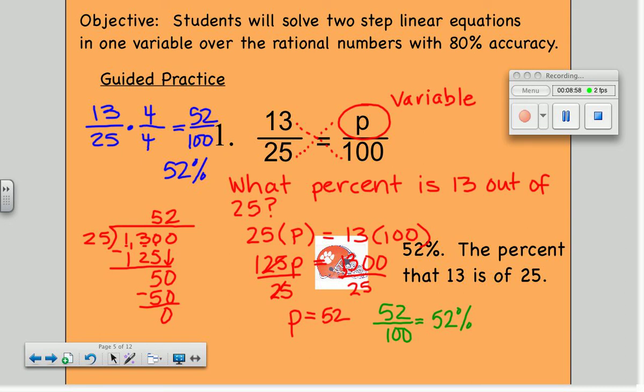So yes, you can do it this way. Now I'm teaching you another way to do it, using cross multiplication and solving for a variable. Either way is fine. I'm giving you this way because what if the 13 was the missing number but I had the percent? Or what if the 25 was the missing number? Those are the types of problems we're going to work with today. So let's keep going and finish this.